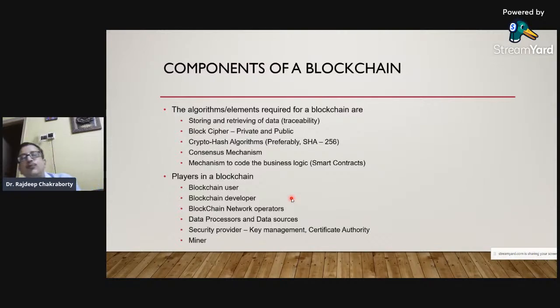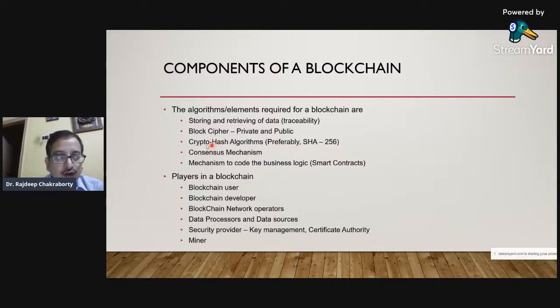Now, what are the components of a blockchain? Basically, what are the main components of a blockchain? First is storing and retrieving of data, which is the property of traceability I just told you. Another component is block cipher, needed for confidentiality, signature, and all these things. And crypto hash is needed. The crypto hash algorithm is what makes the blocks immutable. So if anyone alters the block, then the crypto hash will not match.